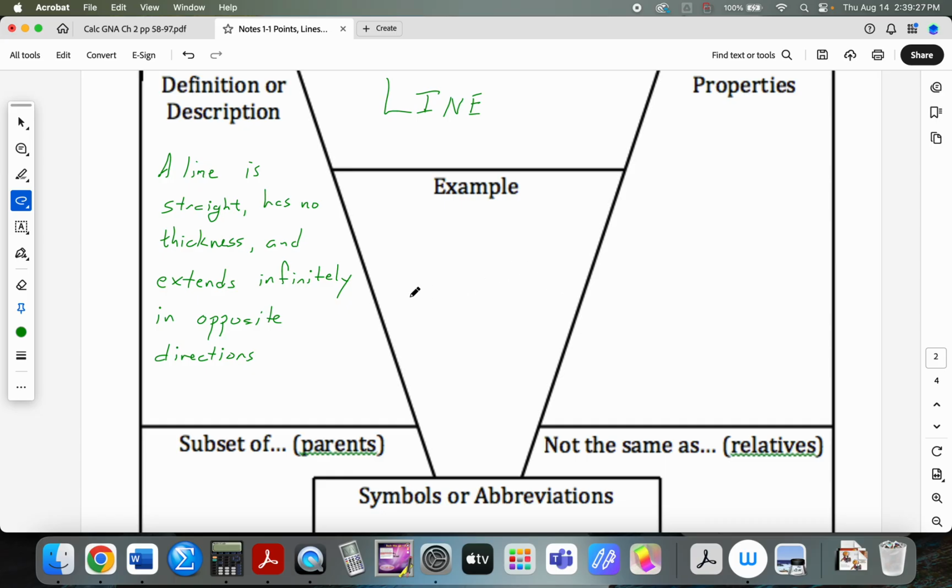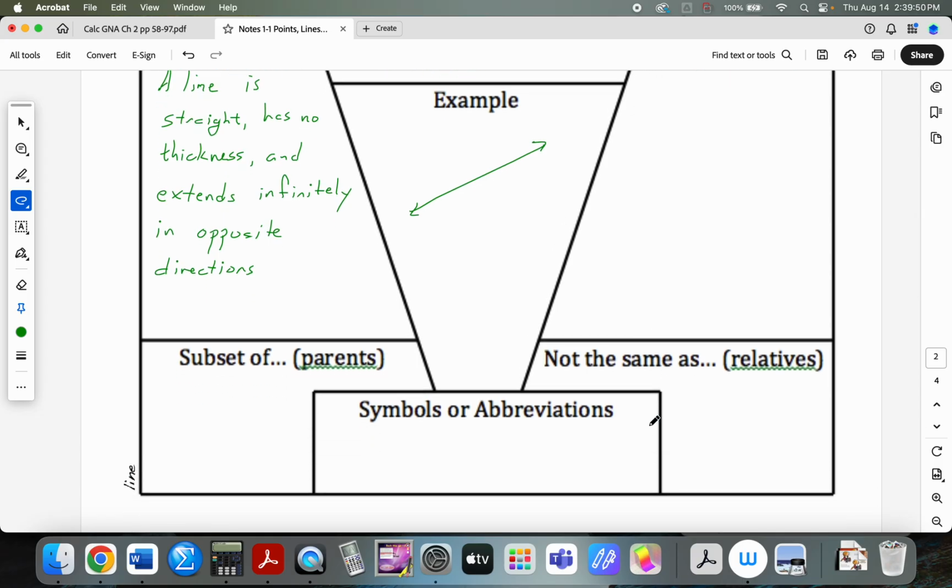So, as an example, that's a line. Or at least that's the way we'll illustrate a line. We've already talked about the properties, that it's straight, that it has no thickness. We have to do that because we're describing it. We're not really defining it.